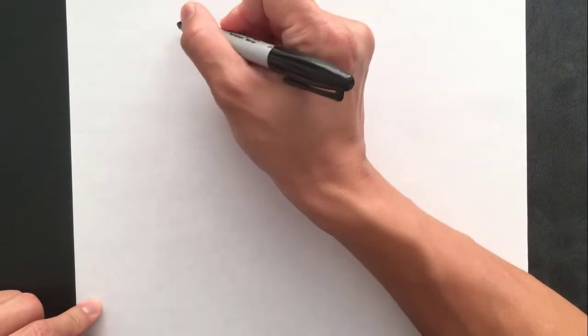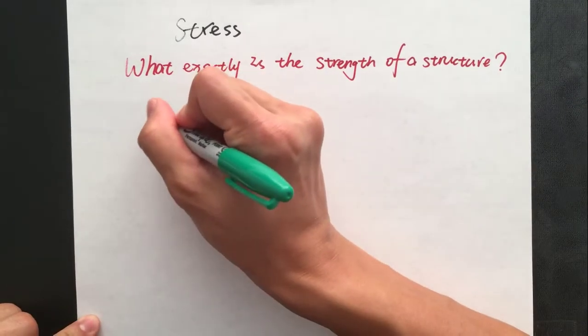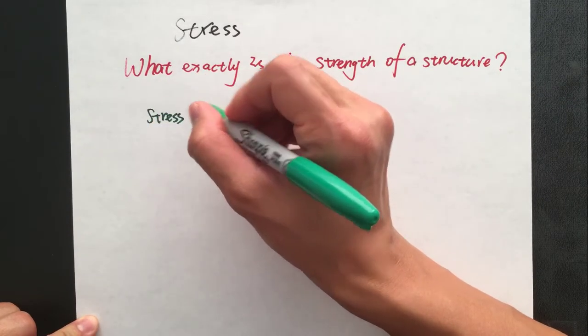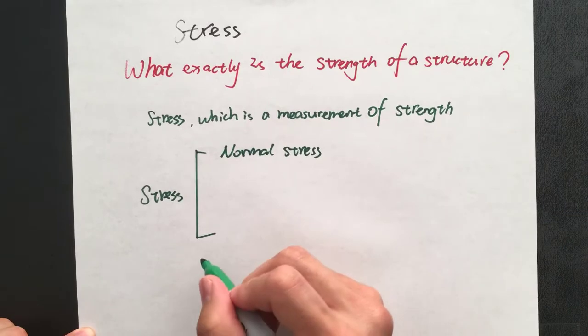Now we're going to introduce a new concept, which is stress. So here's the question: what exactly is the strength of a structure? Here we introduce stress, which is a measurement of strength. For stress, we have two different types: one is normal stress, another one is shear stress.